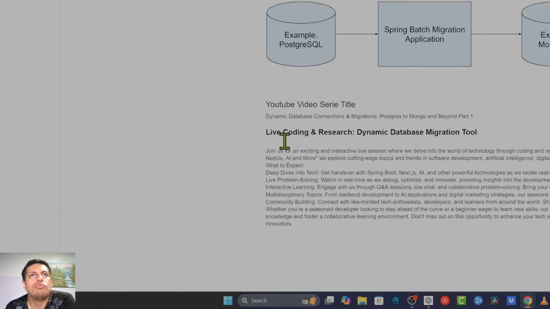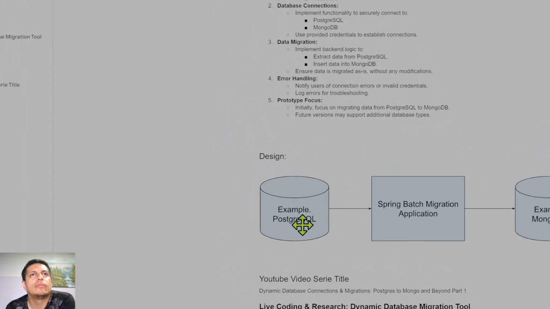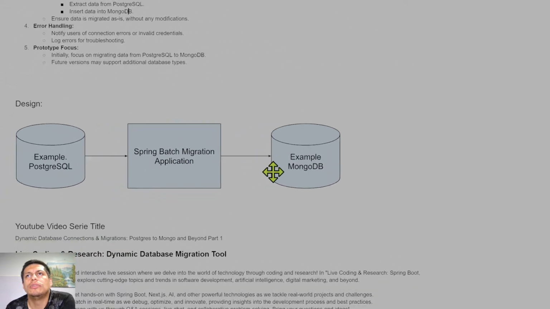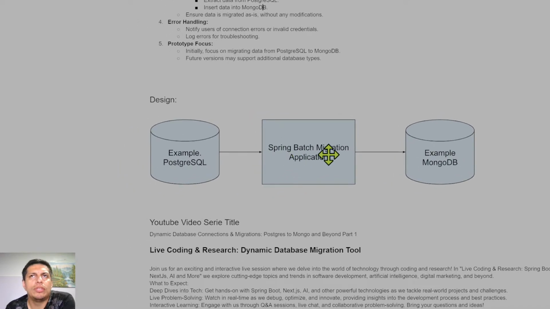So this will be what we're building, right? This is an example of the design where we have a PostgreSQL database. Then we will have our software application, and then we will have the Mongo database. The software application, which in this case we will build with Spring Batch, will handle the migration of the data between these two databases.